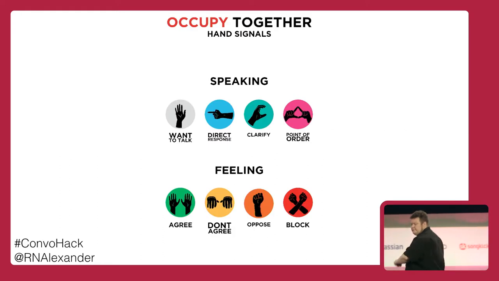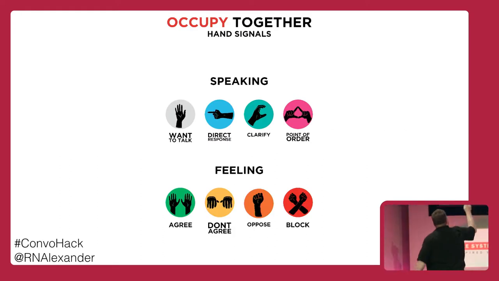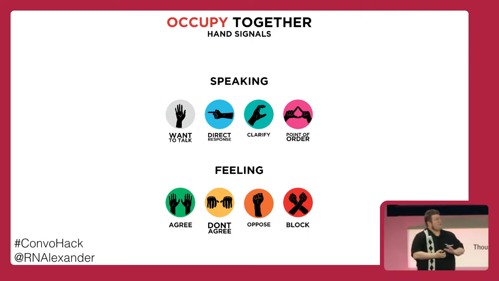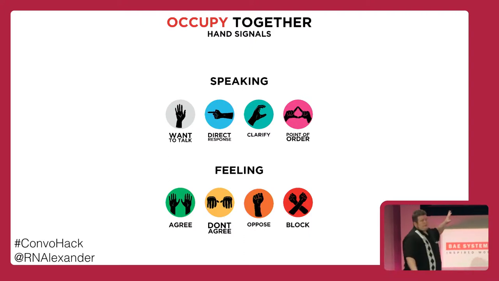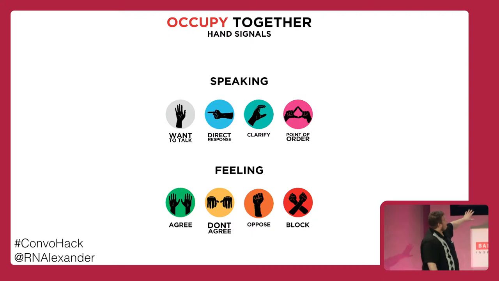So here it is. These are the Occupy Together hand signals. These were used by people who were doing the Occupy Wall Street protests and other Occupy protests all over the world.